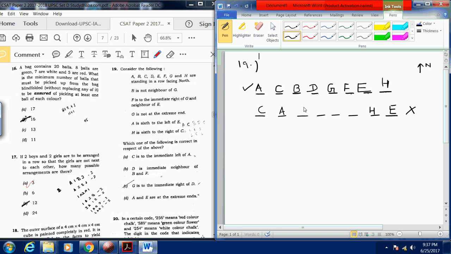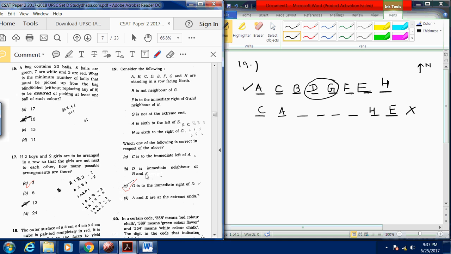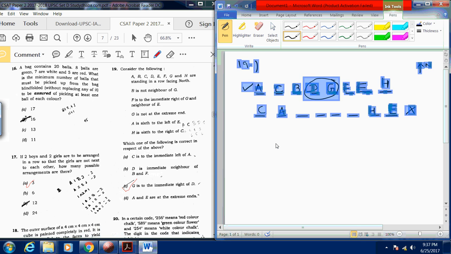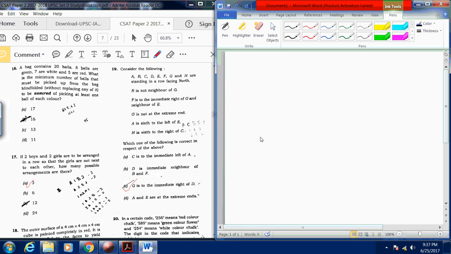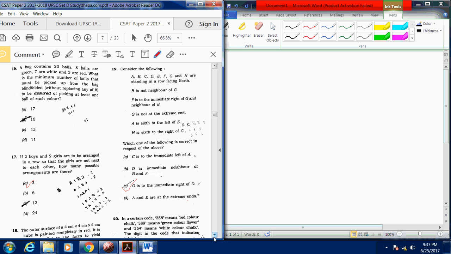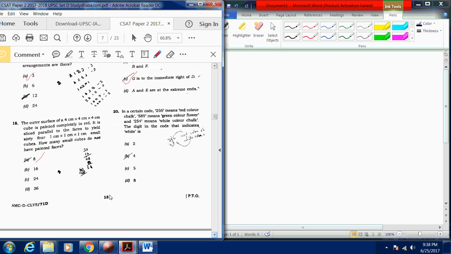So this is my final conclusion. Now what is correct in these statements? You can see G is to the immediate right of D. This is the correct option. So this is my correct answer. So moving on to the next question.